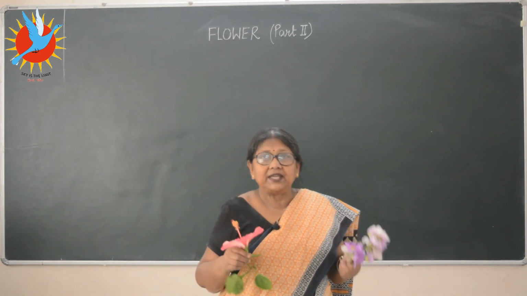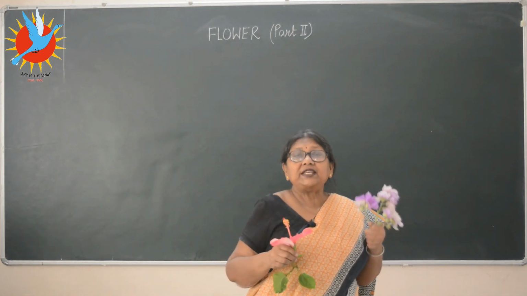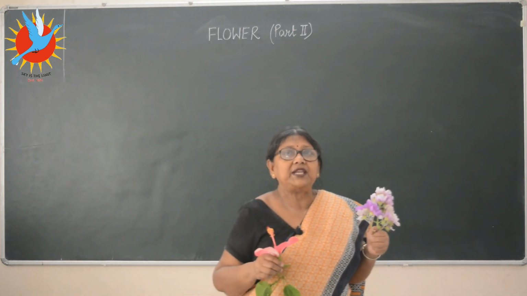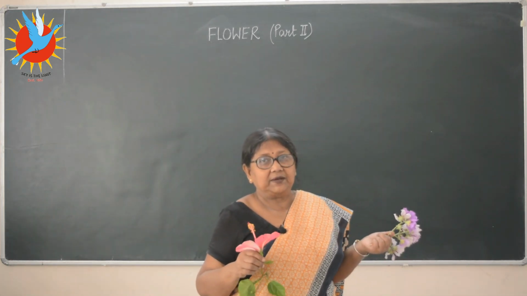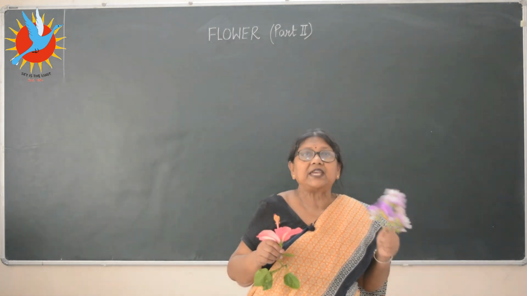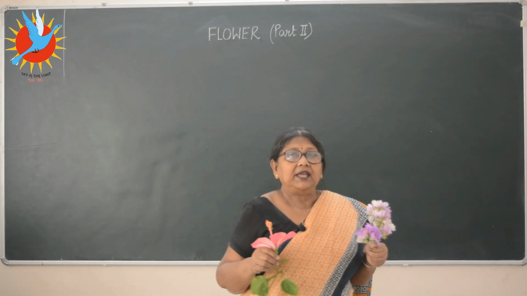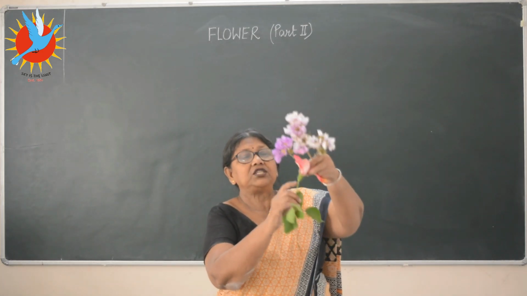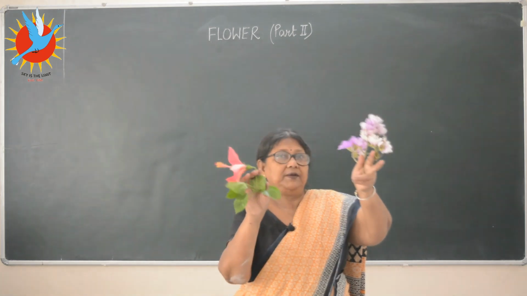Third one, what are the different parts of the androecium? What is androecium made out of and its different parts? Fourth one, what is the function of stigma? And the fifth one, what is the stalk of the flower called? The stalk of the flower, what is it called?